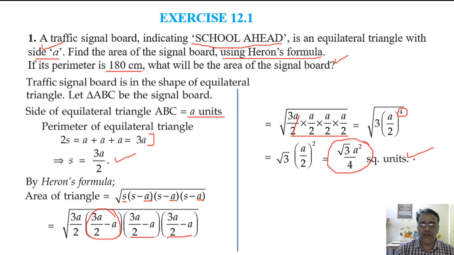In all competitive exams, even in class 10th, and sometimes in 11th and 12th also, this formula is used. Fine. Now the second part: if the perimeter of the equilateral triangle is 180, what is the length of each side?